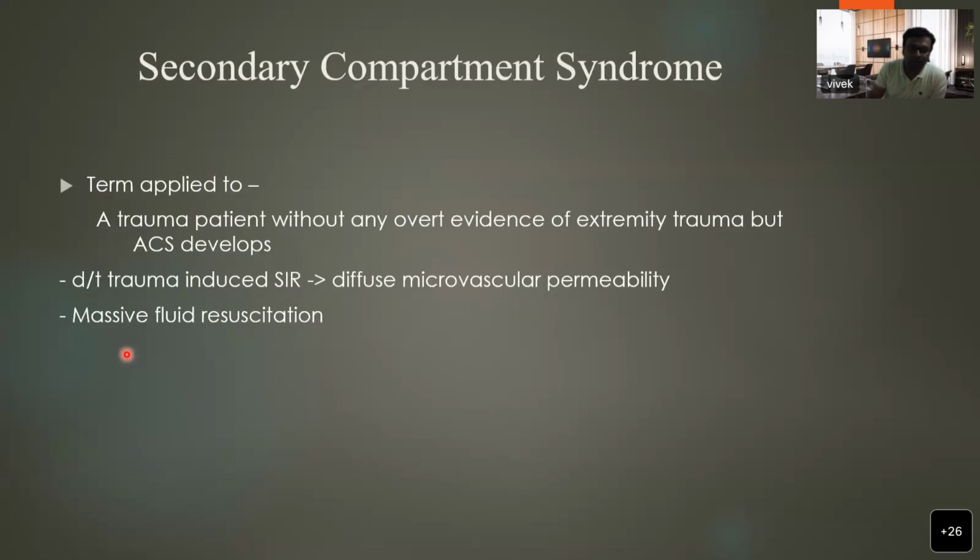Coming to secondary compartment syndrome, this term is applied on very specific occasions. For example, a trauma patient with no obvious overt evidence of extremity trauma, but who ends up in acute compartment syndrome. This is basically due to trauma-induced systemic inflammatory response, which eventually leads to diffuse microvascular permeability. Also, we tend to resuscitate more in such patients, and massive fluids would eventually lead to compartment syndrome, even though there is no obvious previous trauma. These kinds of injuries are basically called secondary compartment syndrome.